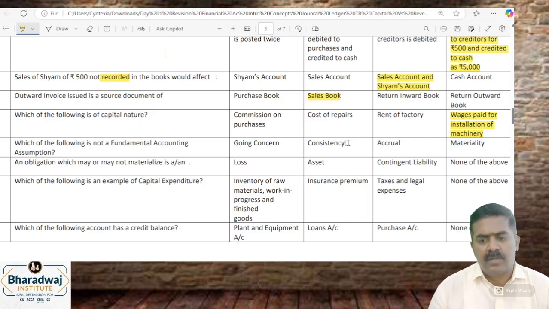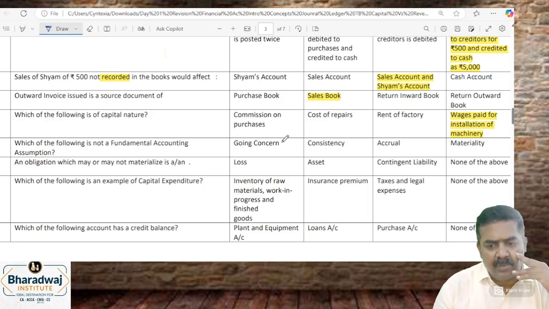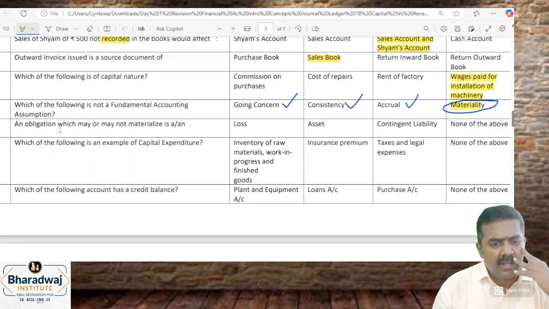Consistency. Which is not a fundamental accounting assumption? Think. Going concern should be there, consistency should be there, accrual should be there. Materiality is only a convention, not an assumption. It's just a convention. The answer is materiality. Obligation. What is the next one?